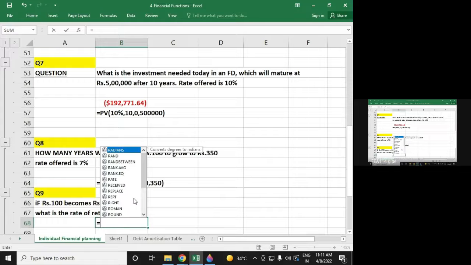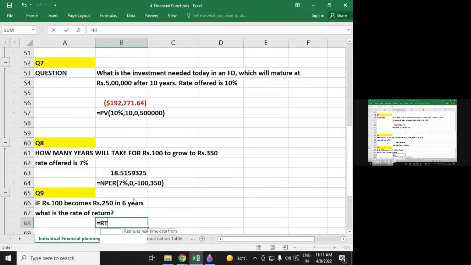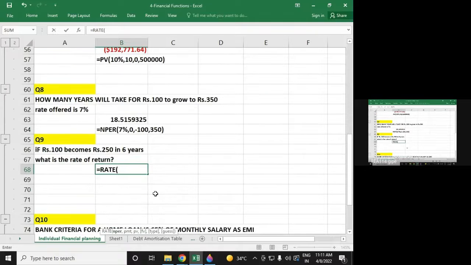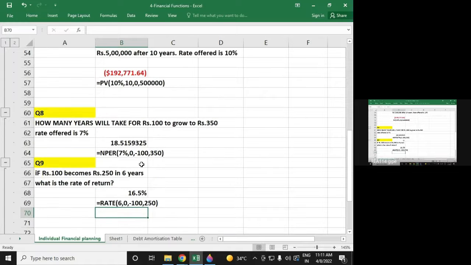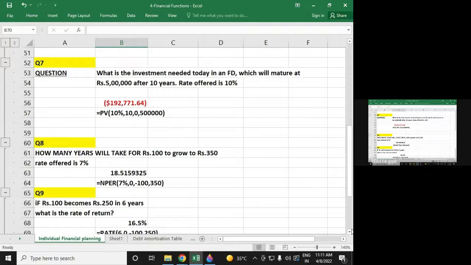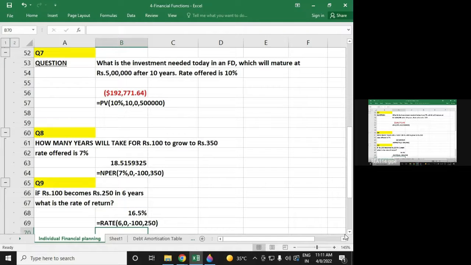And the last one is about rate. 6 years, 100 is my investment, and that is going to increase to 250. So the rate is 16.5%. Everybody check. 7, 8, 9 are questions, again formula substitution, but not on FV, on PV, NPER and rate.